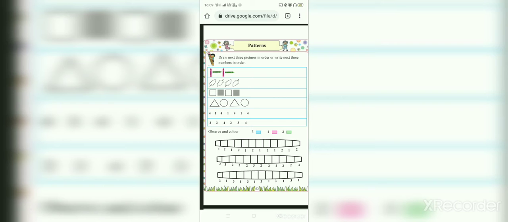Observe our colors. So now 1, 2 and 3. For 1 you have to color this blue. For 2 you have to color pink. And 3 you have to color green. So individually, you can see 3, you have to color 3 in green color. You can see 2, you have to color the 2 in pink color. Then you can see 1, you have to color it blue.